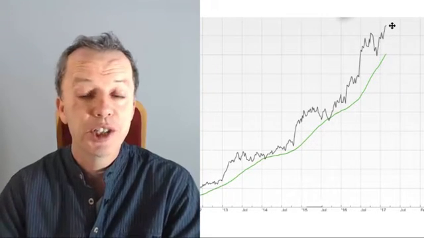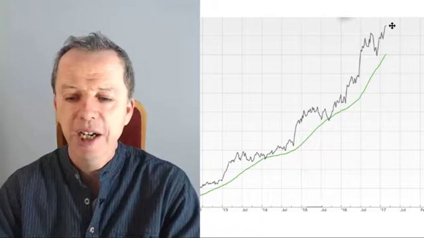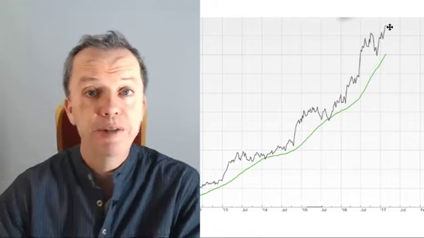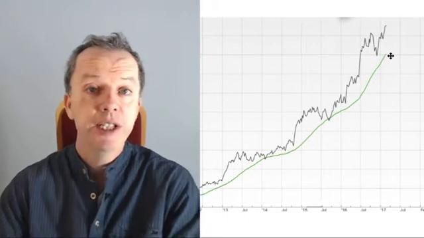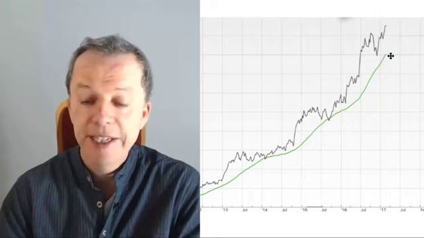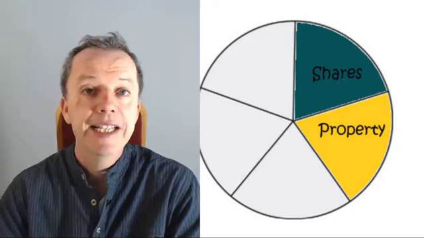It hadn't gone up very much over the week, actually. The week before it did really well. But it's nicely above the MA52, so I don't have to do anything. So I just remain invested in that fund. Nice and easy. Okay, let's have a look at property now.